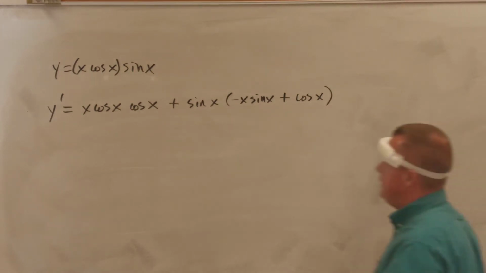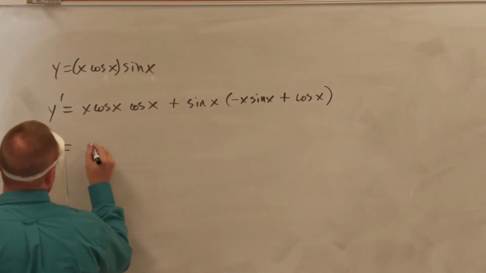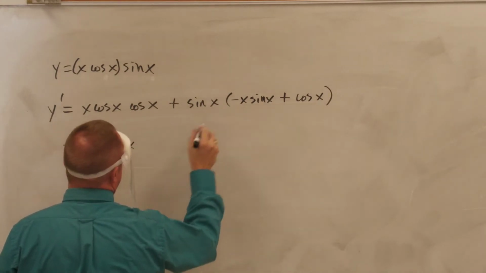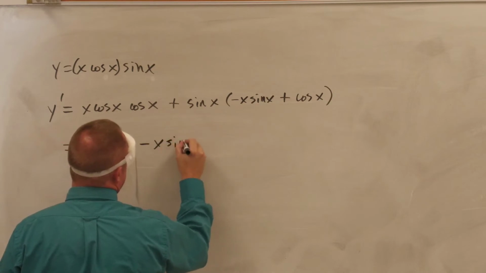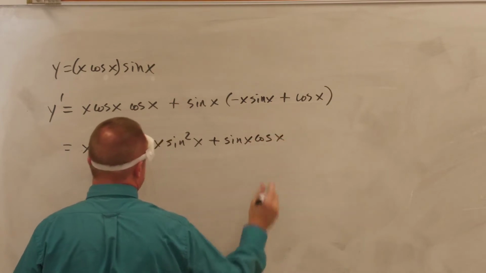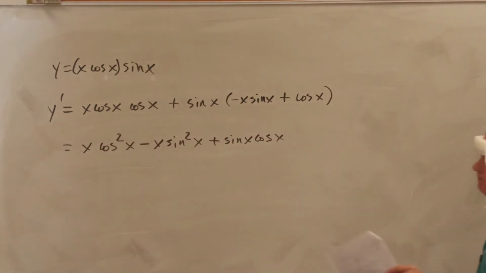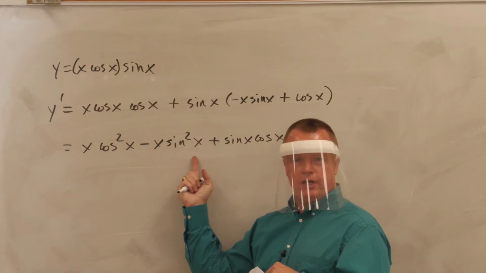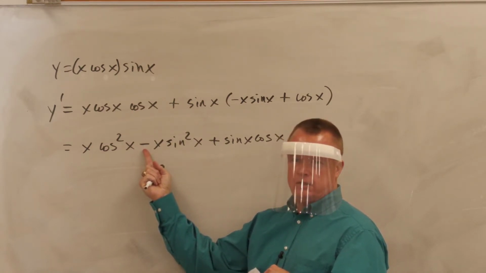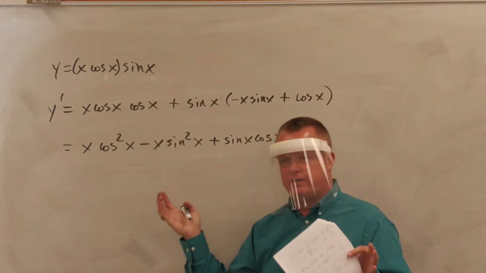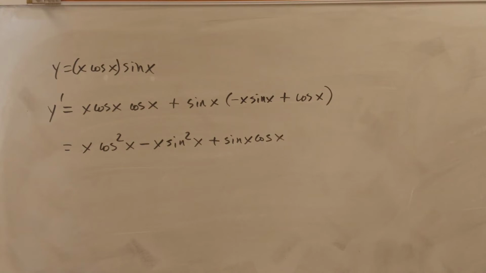Okay. All right, here we go. So now we're going to reduce. So x cosine squared x. Here I would have minus x sine squared x plus sine x cosine x. Okay. Now I have this cosine squared sine x stuff going on here, right? But what operation is between them? Minus, not plus. If that was a plus, then I could factor out an x and say cosine squared plus sine squared is 1. Okay, but I don't have that.